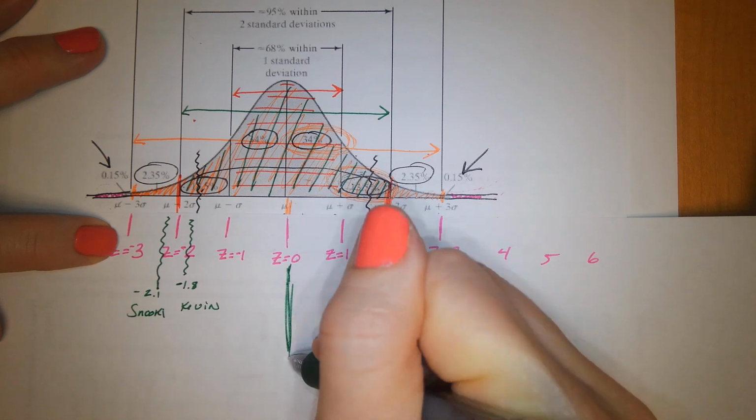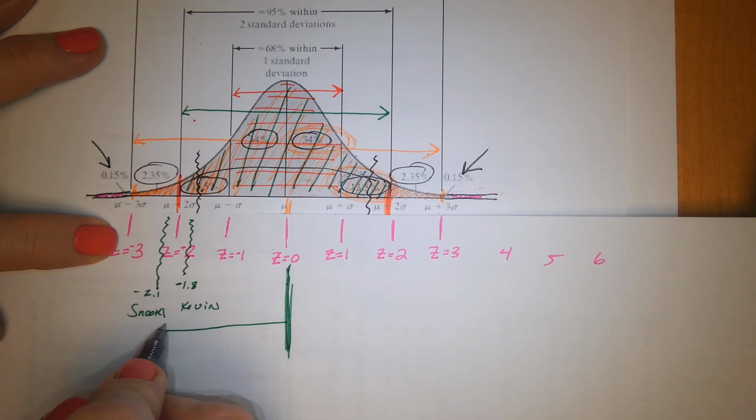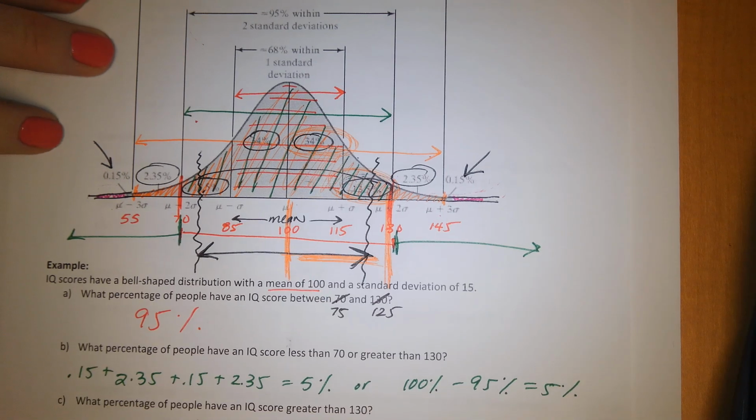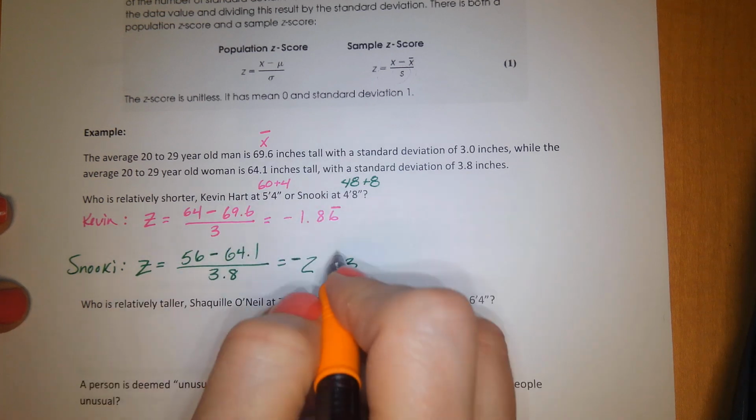Remember, here was the mean. So when the question says who is relatively shorter, the question is asking who is farther away from the mean. In this case, Snooki is farther away from the mean because her z-score is a larger number. I should say the absolute value of it is larger, so it is farther away from 0 on the number line. So to answer this question, Snooki is relatively shorter.